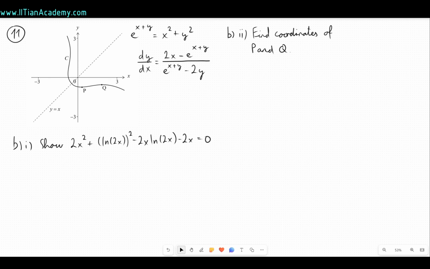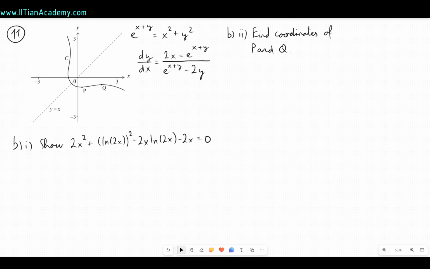So in part B1, we need to show that the x-coordinates of P and Q satisfy this equation. The way we can find the x-coordinates is that we know at P and Q the derivative is equal to 0. We have found in part A the derivative of this function already, so we just need to set the numerator equal to 0 and solve for x.